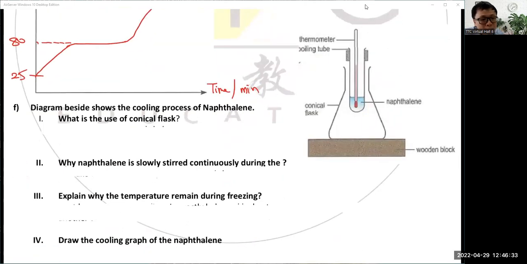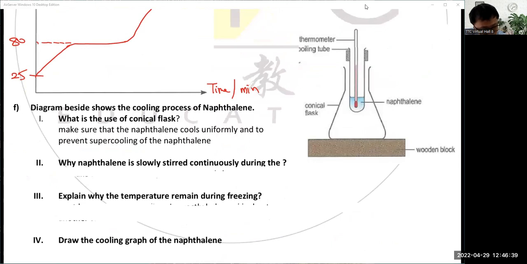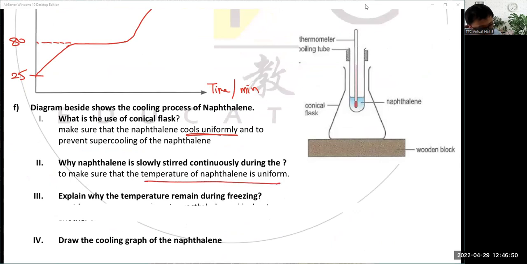Then besides, the diagram besides shows the cooling process of naphthalene. So what's the use of the conical flask? It's similar to the water bath, to make sure it cools down uniformly. So while you stir slowly, it's the same. You'll make sure the temperature is uniform.